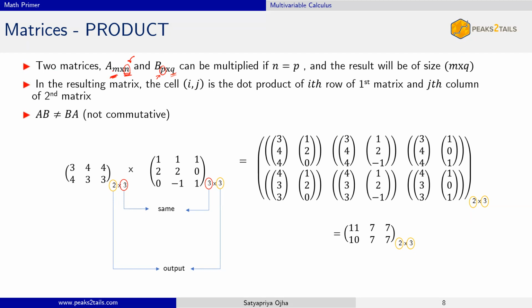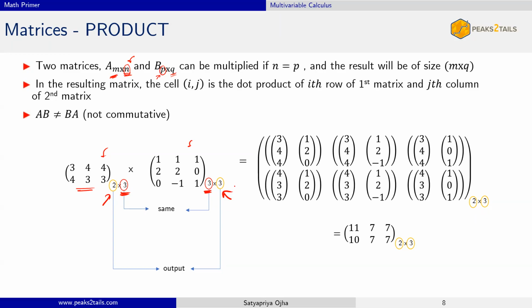Okay. Now let's look at one example. Can you multiply these two? First thing you see, okay, this matrix is 2 rows, 3 columns, right? So 2 by 3. Second matrix is 3 by 3. Can I multiply? The only condition is this must be same as this. And it is true. Both are 3. So you can multiply these matrices. And the final output will have a dimension 2 cross 3. 2 rows, 3 columns.